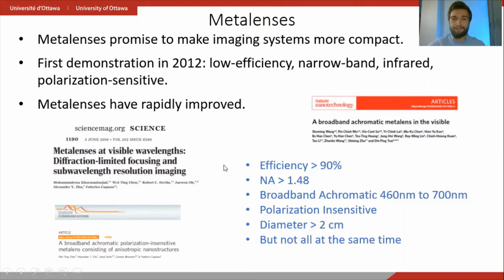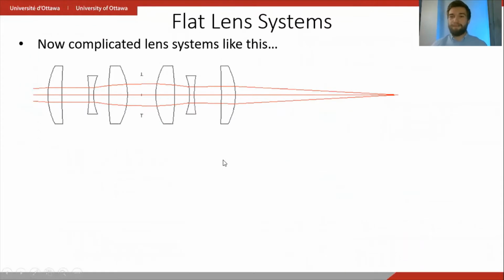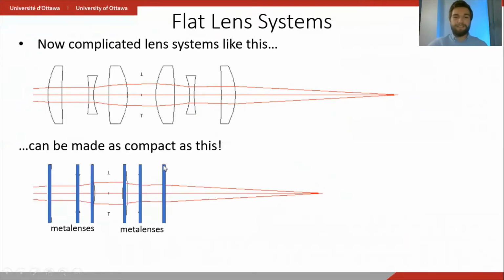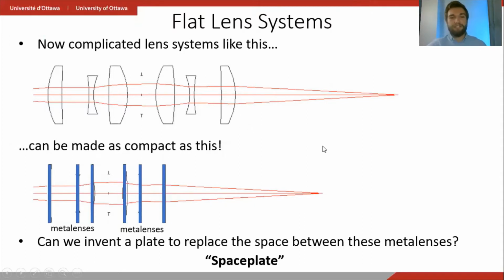used in imaging systems. However, once there is a metalens that can achieve all that, we'll be able to replace the typical lenses in a system such as this with metalenses. And that would reduce the overall length of the system by getting rid of the excess thickness of the lens. So the majority of this system, however, is taken up by the propagation distance of the light. And so we would want a plate that we can insert into the system to reduce the propagation distance. And we call a device that does that a spaceplate.